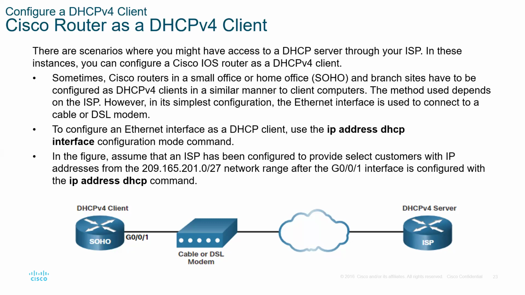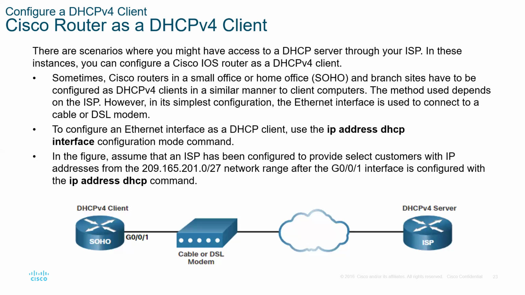Right, continuing. Here we'll discuss configuring a router as a DHCP client. There are scenarios where you might have access to a server through your ISP. In these instances, you can configure a router as a DHCP client. We've already looked at configuring a router as a server. Now we look at instances where you can configure a router as a client.